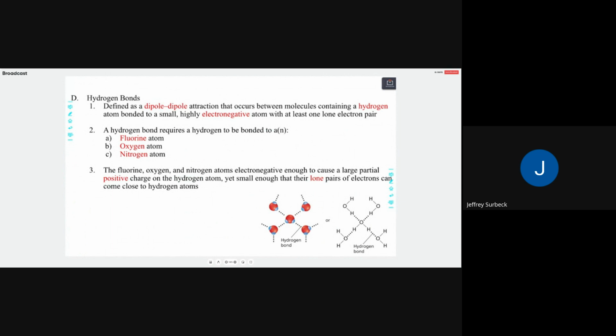it creates a very strong polar substance. So our strength of our intermolecular force is the greatest right here. Again, greatest is our hydrogen bond.